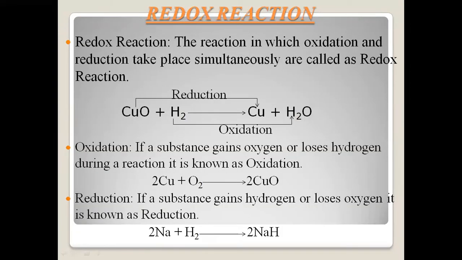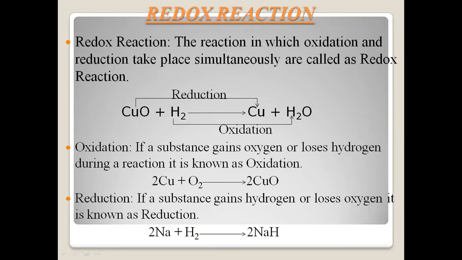Redox reaction. The reaction in which oxidation and reduction take place simultaneously is called a redox reaction. Before we understand what a redox reaction is, we have to understand what is meant by oxidation and reduction reactions.